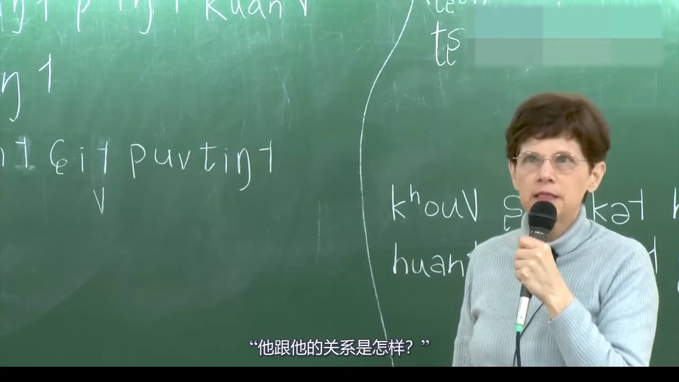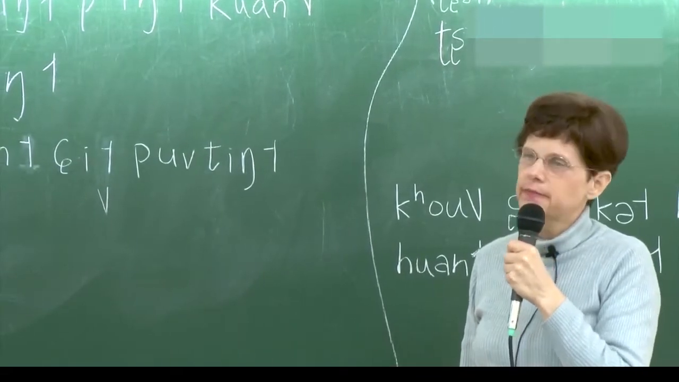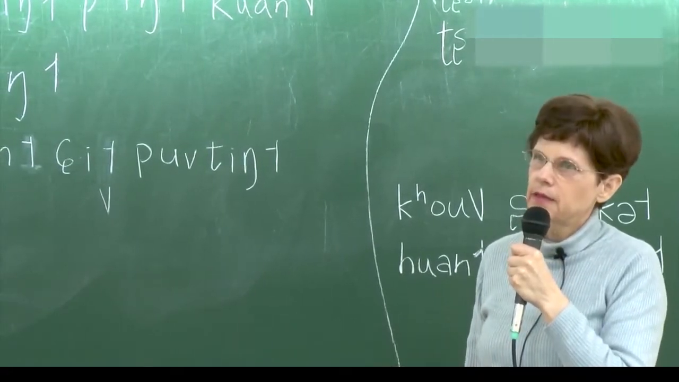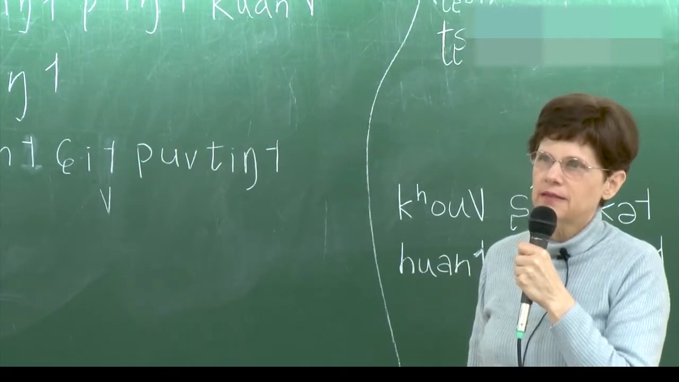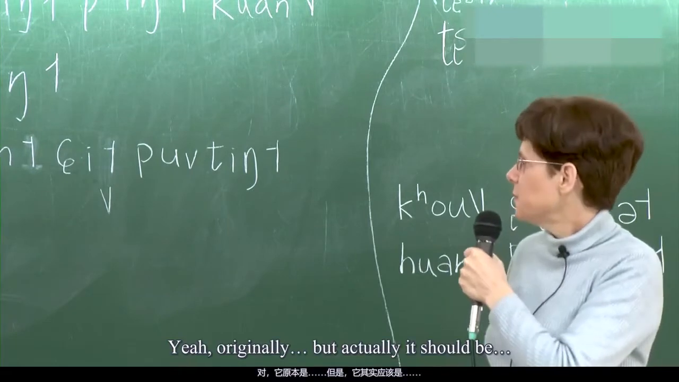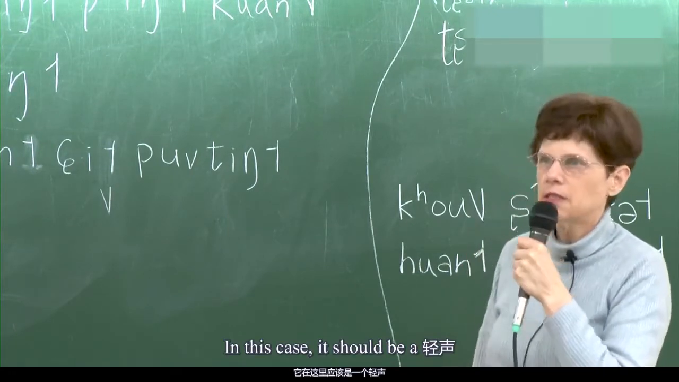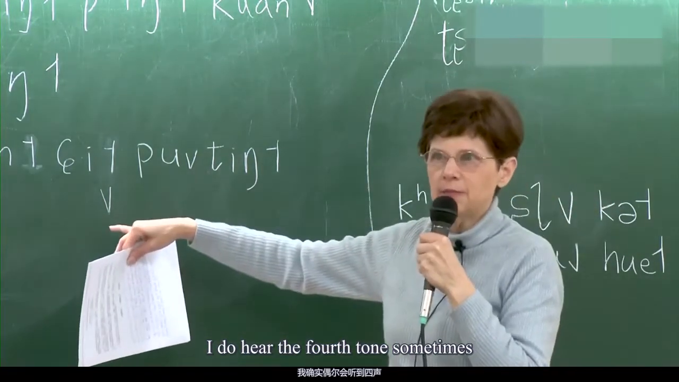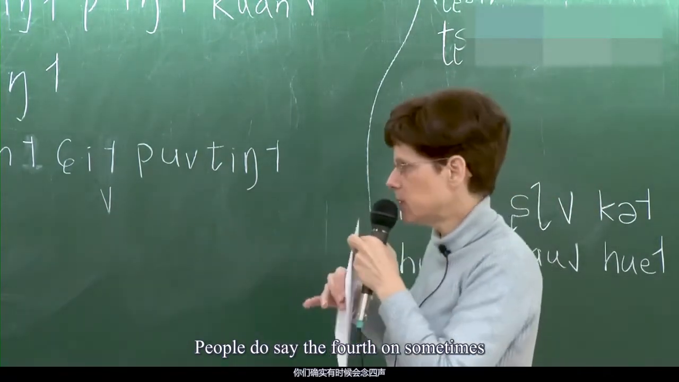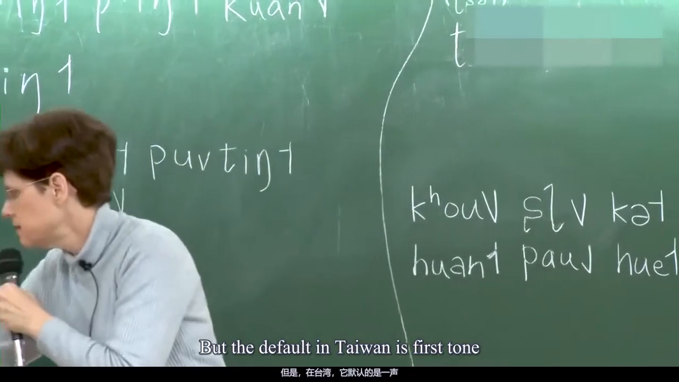他跟他的关系是怎样? We use the fourth tone when typing. Because the word originally should be pronounced as the fourth tone. Yeah, originally, but actually it should be, in this case, it should be a 轻声. I do hear the fourth tone sometimes. People do say the fourth tone sometimes. But the default in Taiwan is first tone.